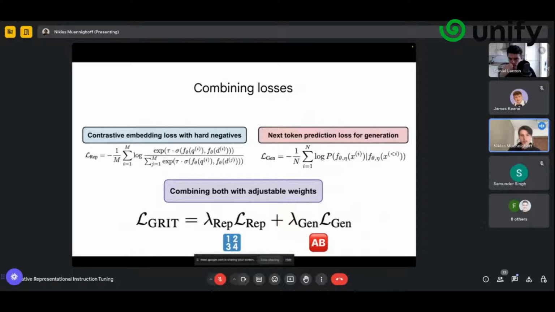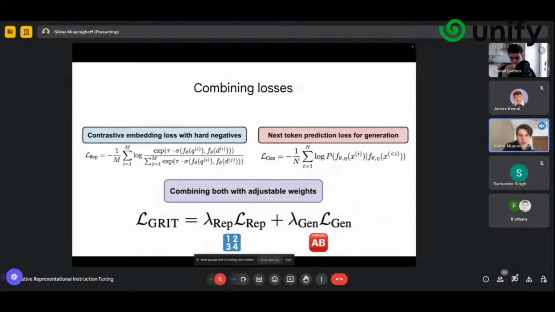The next thing we need to consider is combining the losses. For embedding, when we fine-tune a model to be good at semantic embedding, we usually use a contrastive loss with hard negatives. These are all very common formulas, and I'm not going to go into detail here. On the right is the loss for next token prediction that's very commonly used, where the model just has to predict the tokens that come next.